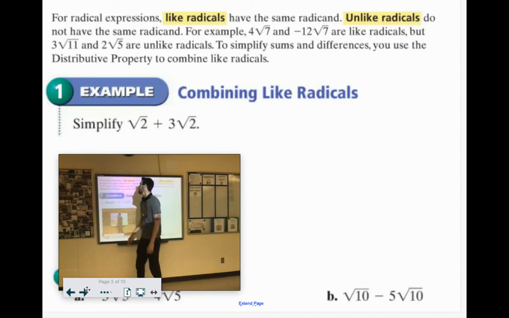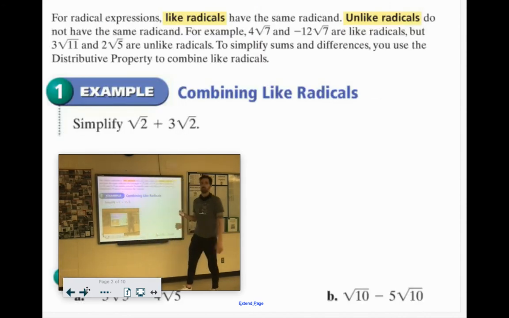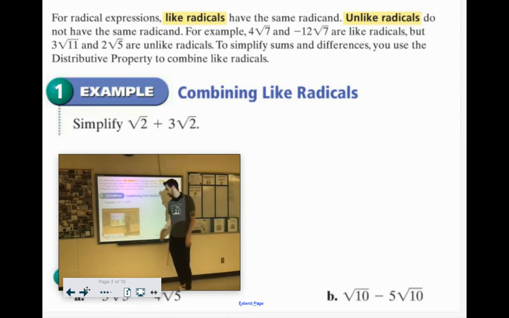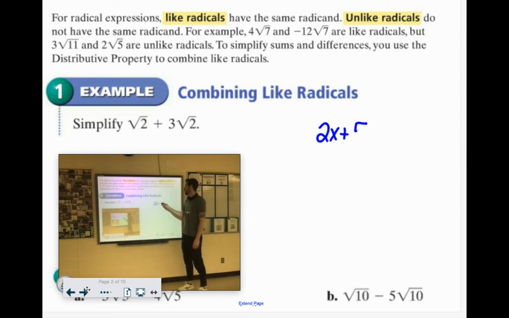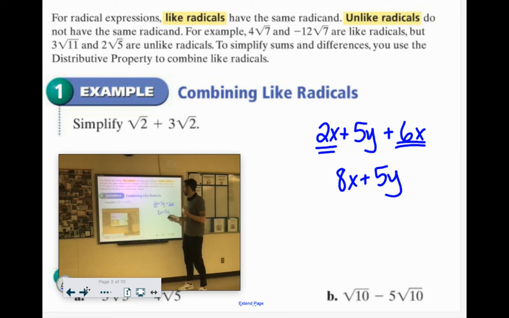All right, let's try adding some of these. Now the thing with adding these radicals is you have to have like radicals. Just like if you had 2x plus 5y, you can't combine those and make them just 7x, right? But if I had 2x plus 5y plus 6x, we could combine the x's together. So it would give us 8x plus 5y. And that would be simplified all the way.